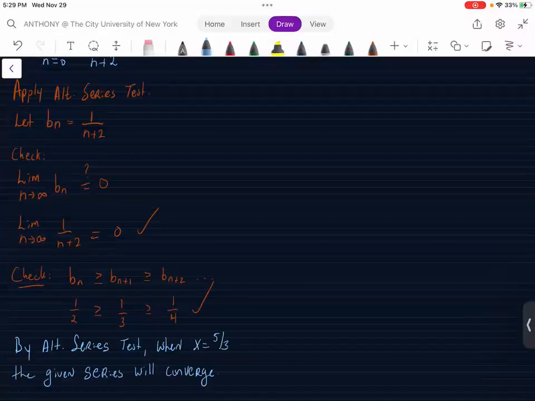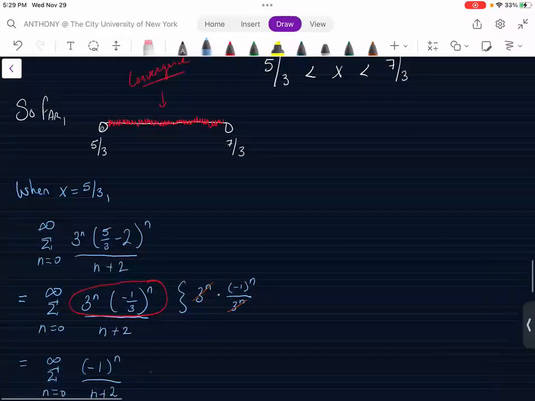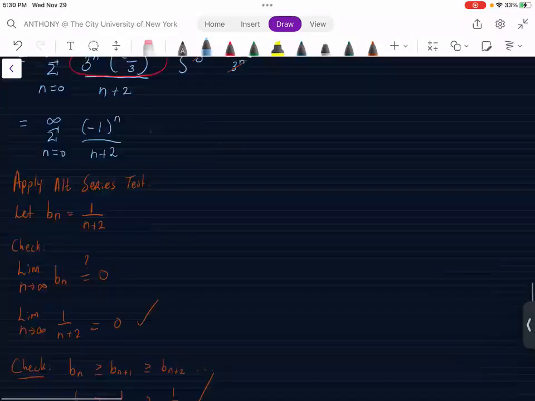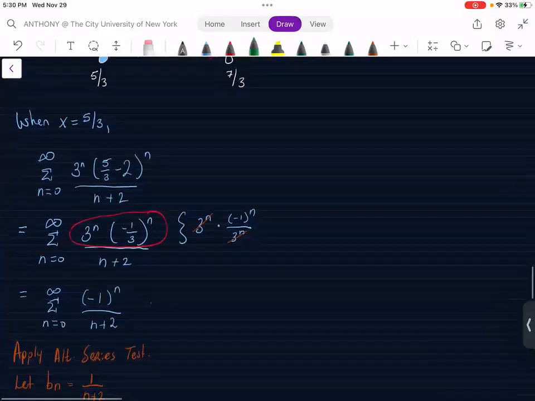So if you go back to that number line that I wrote out, I can definitely shade in 5/3, because now I know that it also converges there. The question now is what happens at the other endpoint, namely at 7/3. So that's what I have to check. I'm going to redo this all over again.